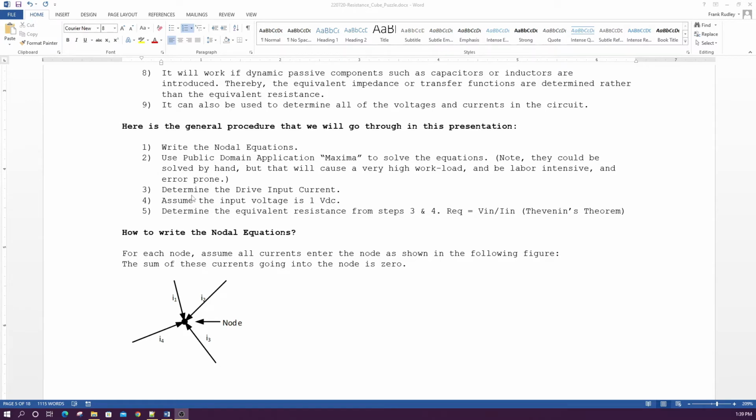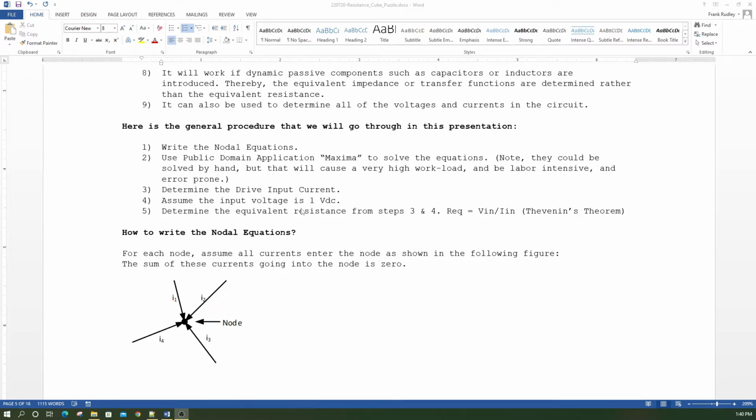So step 3 is determine the drive input current. That's what I showed in the previous diagram. You want to know what the total current is coming out of your voltmeter. Depending on the node, each node has 3 lines on it, 3 connections. So there are 3 currents, and you have to sum those 3 currents. You need to know that current so I can figure out the equivalent resistance.